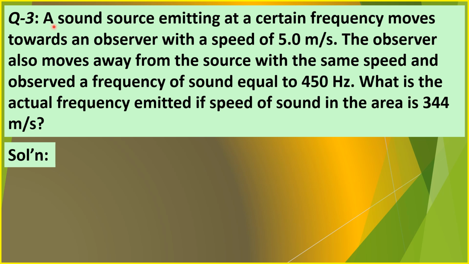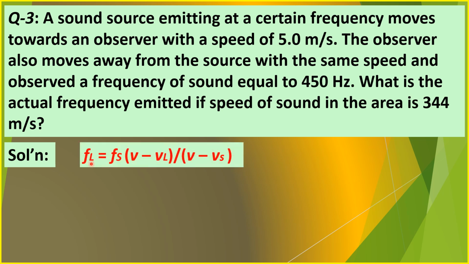Question number 3. A sound source emitting at a certain frequency moves towards an observer with a speed of 5.0 meters per second. The observer also moves away from the source with the same speed and observes a frequency of sound equal to 450 hertz. The question is, what is the actual frequency emitted if the speed of sound in the area is 344 meters per second?